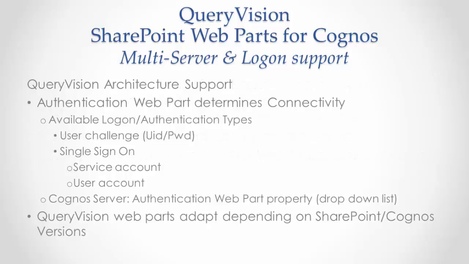Unlike other solutions, QueryVision lets each SharePoint app determine its Cognos connectivity by the selection of the authentication type and how it is configured. There are three authentication web parts: challenge for user ID and password, and single sign-on through either the user's SharePoint or Windows account or a specified service account. While our web parts provide a consistent look and feel across different SharePoint and Cognos versions, under the hood they dynamically adapt to differences and optimize the features available.